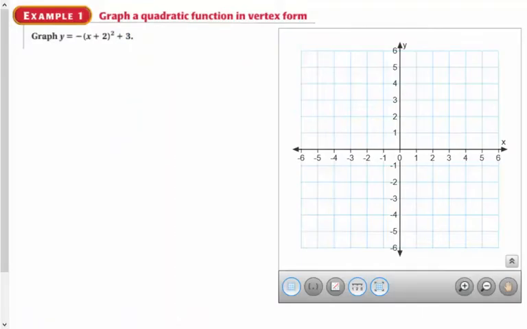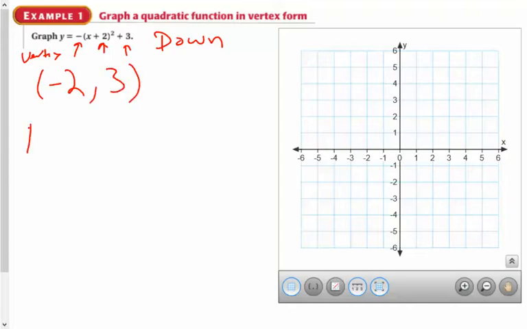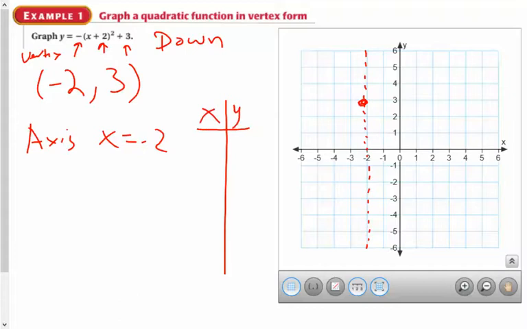All right, so what I'm going to do is first tell if it opens up or down. a is negative, so it opens down. Then I'm going to identify my vertex. So the vertex is this number and this number here, but it's the opposite of the first one. It's the opposite of h, and then k. And the axis is x equals negative 2. So we have all this information just by looking at the equation. So negative 2 is my axis, (negative 2, 3) is my vertex. It opens down. You're going to make your table of values, x, y.